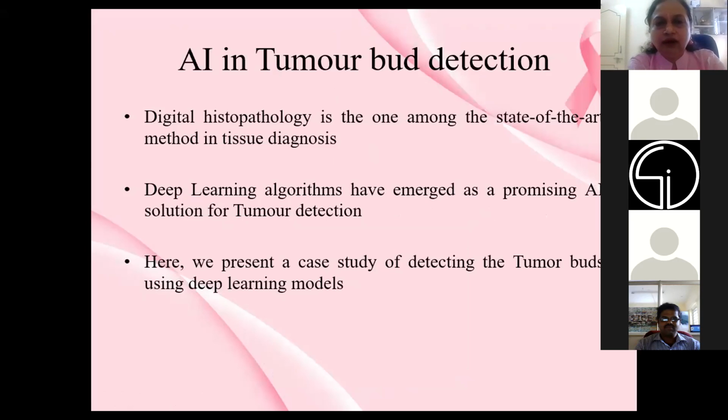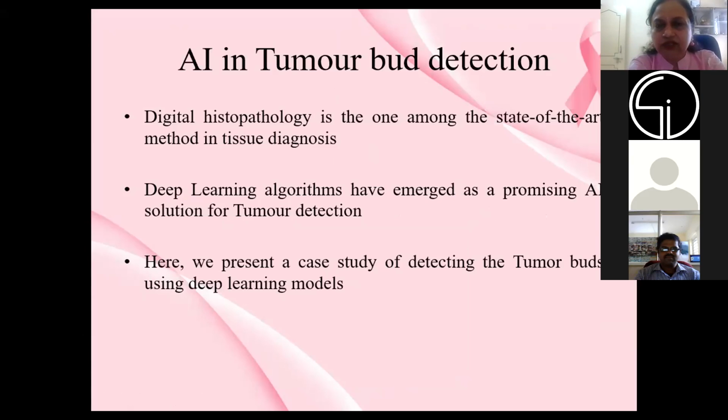Now coming to AI, this was done by my colleagues from the engineering college of our institution, SJC, that is Anand Murthy sir and Shivmurthy sir. We are in the initial budding stages of tumor bud detection by artificial intelligence. This methodology, which we are planning to use in the future, is one of the state-of-the-art methods in tissue diagnosis. It has a deep learning algorithm, which has emerged as a promising method for tumor detection. We are presenting a small set of cases. We gave it to them to analyze the breast cancer cases.